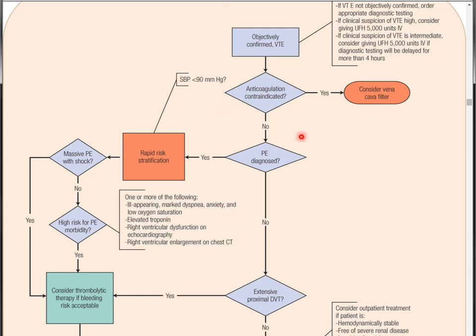But focusing on the drugs, let's say, for instance, we have our PE diagnosed. If they are having an active, really life-threatening PE, if they're very unstable, that's when we're going to focus more on our clot-busting drugs.